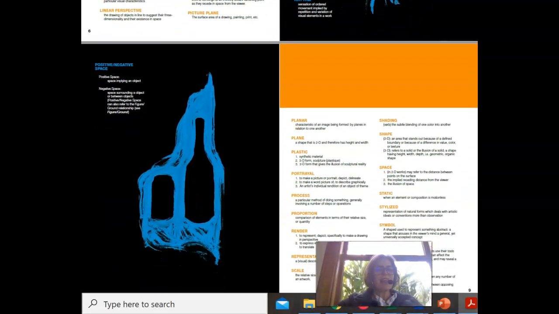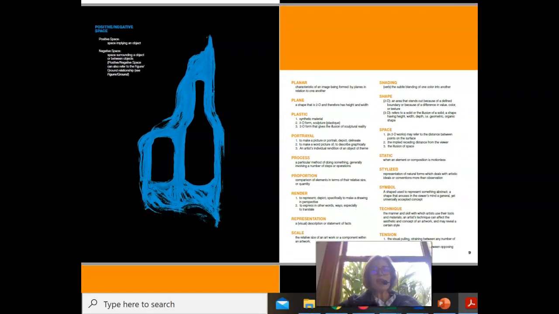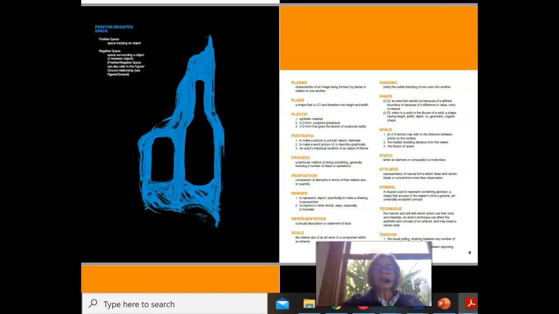Okay. Here's more good terms to learn about. We can talk about a work in terms of shading, the subtle blending of one color into another. That's always a good thing to talk about. Let's look at this drawing on the left. This is an important example of positive and negative space.